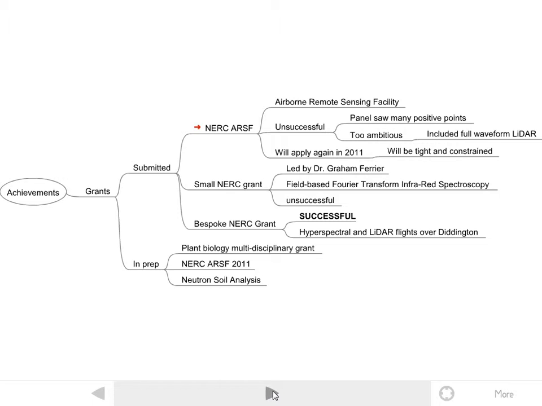We also have 3 other grants in preparation. There's a NERC biology multidisciplinary grant, and this is to do with the MSc, which the MSc student Reddy is currently doing. We will be submitting for NERC ARSF in 2011, so this October, and there's the potential to do some neutron soil analysis with Keith Wilkinson and facilities out in Germany.